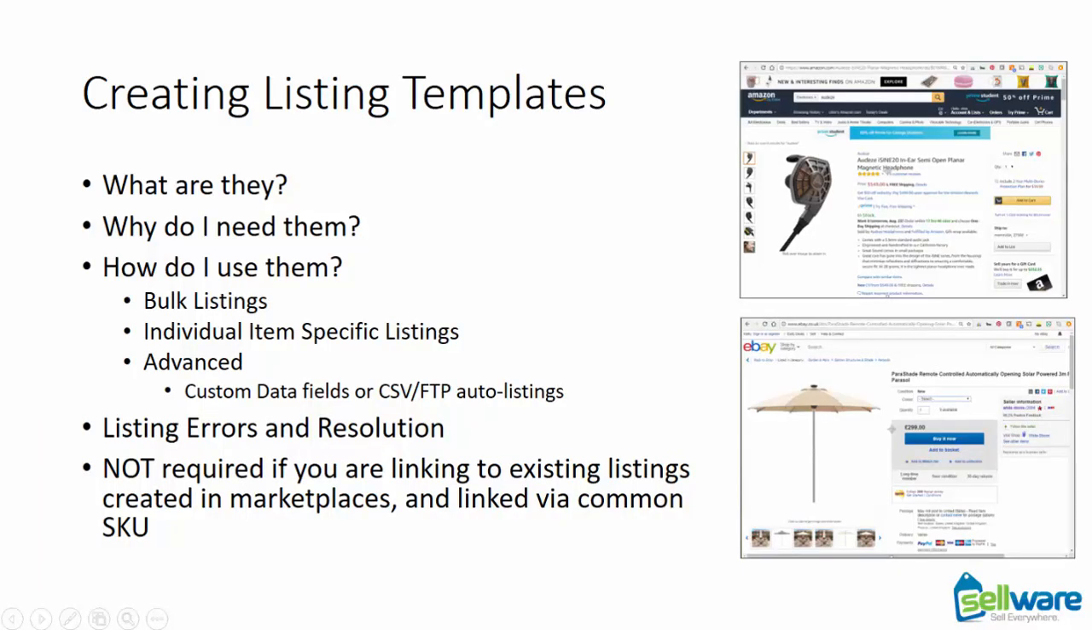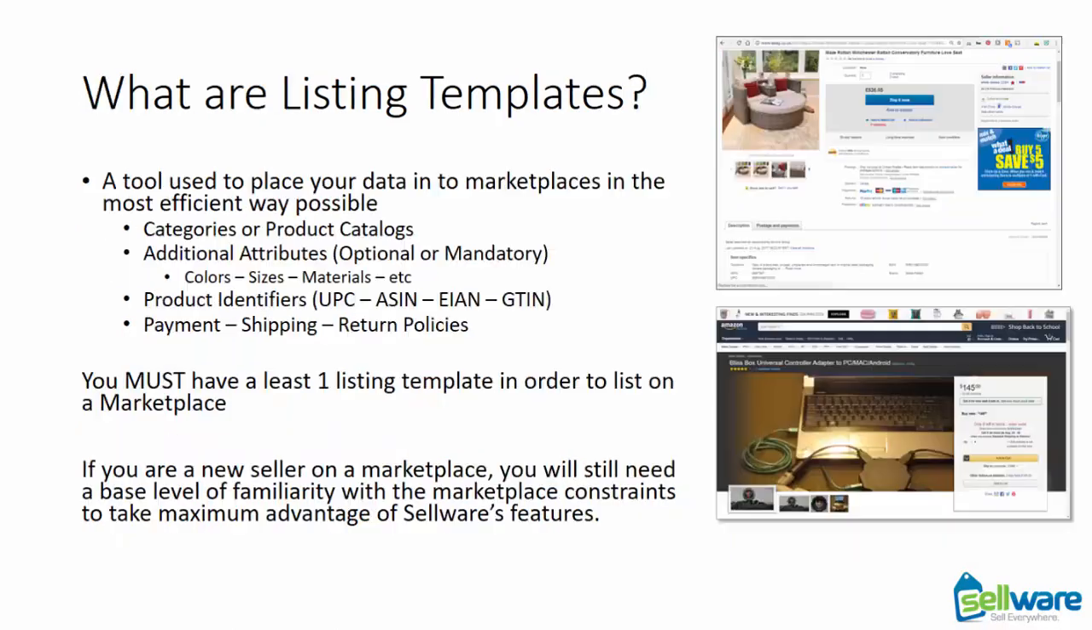So to recap, what are listing templates? Why do you need them? How do you use them? And getting through any of your errors, debuggings, or general familiarity with creating listing templates. Again, not required if you are linking to existing listings, as long as your Sellware SKU is linked to an Amazon or eBay SKU, you can continue to use your existing listings or link them to keep them in sync for other pieces of information besides price and inventory.